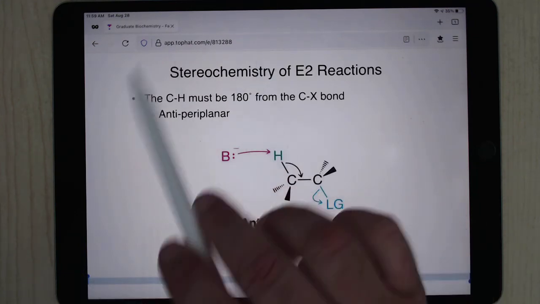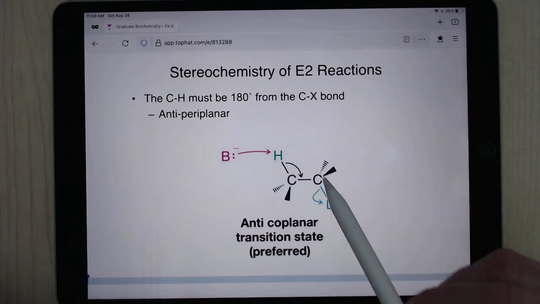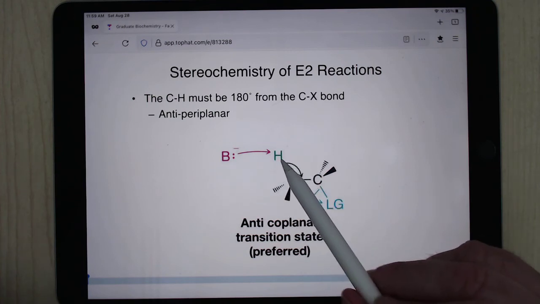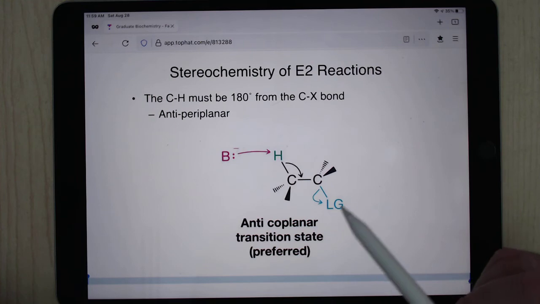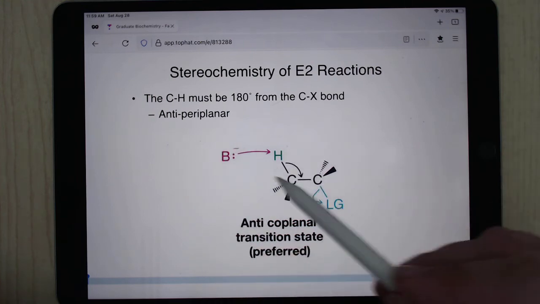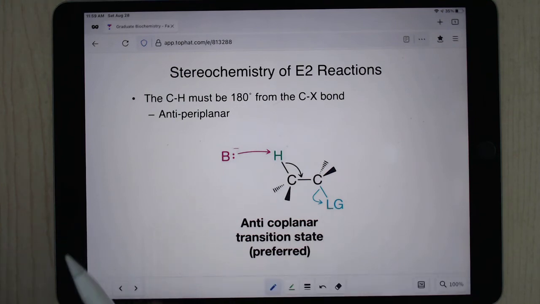Now, one of the things that has to happen with the stereochemistry: remember for the SN2 reaction, you ended up getting this inversion. Well, there's a little bit of quirkiness with the E2 reactions. It turns out that this hydrogen has to be able to be 180 degrees away from the leaving group. It's what's called antiperiplanar. It's in the same plane, but it's pointed in the opposite direction. So it has to be in this orientation in order to work.